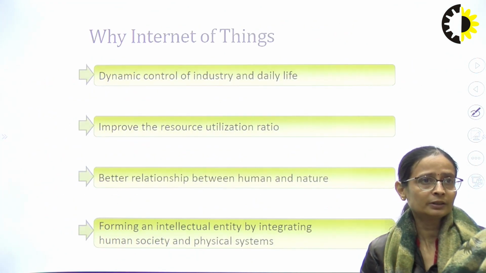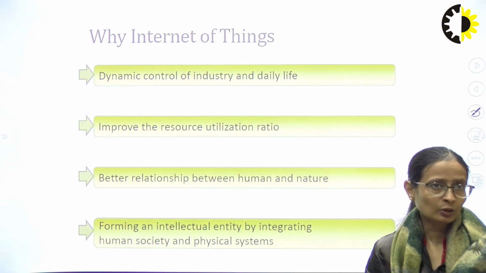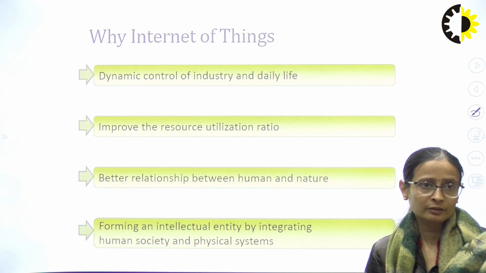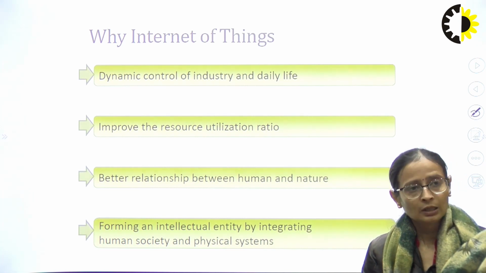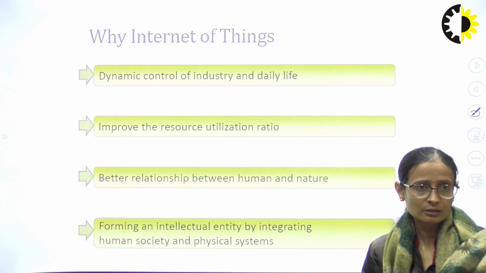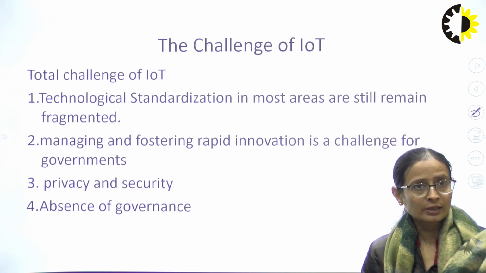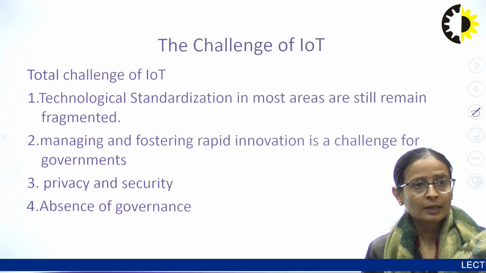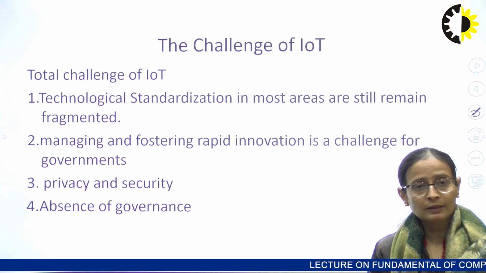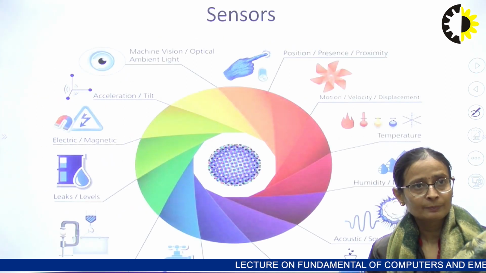Why do we require the Internet of Things? For the dynamic control of industry and daily life, improving the resource utilization ratio, a better relationship between human and nature, and to form an intellectual entity by integrating human society and physical systems. What are the challenges in the case of IoT? Technological standardization, managing and fostering rapid innovation, privacy, security, and the absence of governance.